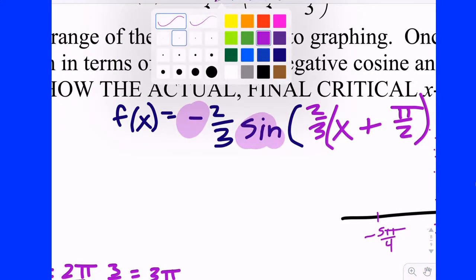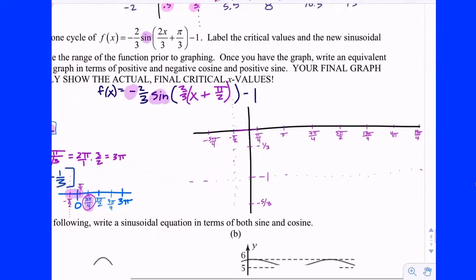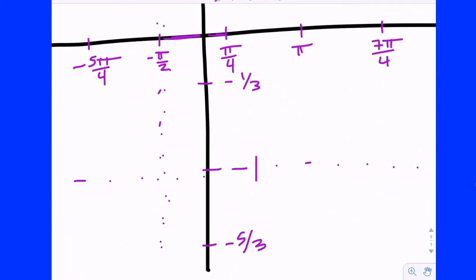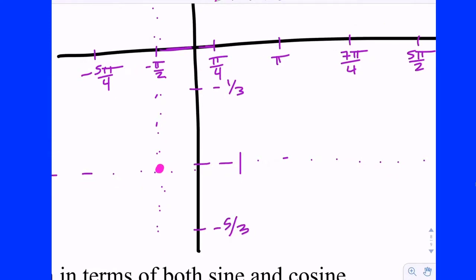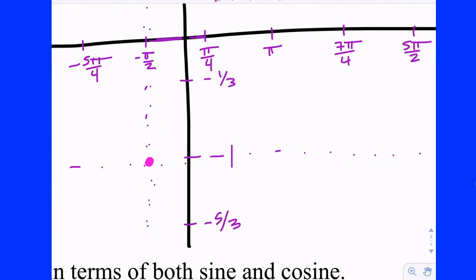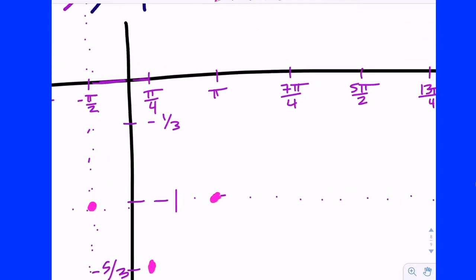So we need to start where? High, axis, or low? We need to start on the axis and head where? Down instead of up. So you come to your intersection of your x and y axis. There's your axis. And the next critical value going to the right is not high, but low. So that's going to be at, and I'm going to move my negative 5/3 over here to the other side so it doesn't interfere, right there at pi fourths, negative 5/3. And then I'm back to the axis at pi.